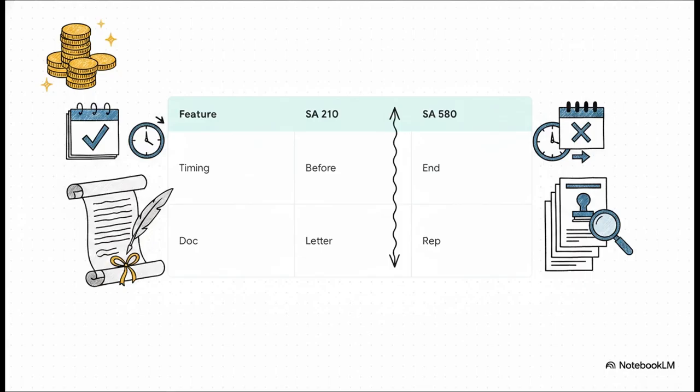The document for SA 210 is the engagement letter. It's a contract, but the document for SA 580 is the management representation letter, or the MRL, and their core purposes are totally different. SA 210 establishes the terms and a common understanding, whereas SA 580 actually serves to support the audit evidence you've collected. Keep these firmly separated in your mind.